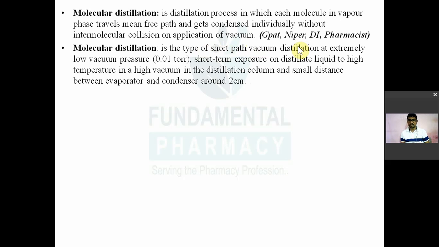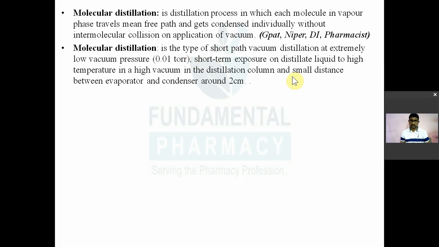कि vacuum distillation जो बनाया देखा है अपन ने, डिस्टिलेशन अंडर डिस्टिलेशन उसका ही टाइप है मॉलिक्यूलर डिस्टिलेशन. ओके, बट यहाँ पे जो वेपर जो ट्रैवल करते हैं उसका जो कंडेंसर होता है वो कंडेंसर बहुत ही शॉर्ट होता है, एकदम शॉर्ट, 2 सेंटीमीटर. So it is a type of short path vacuum distillation at extremely low vacuum pressure 0.001 torr. इसका जो प्रेशर वैक्यूम है वो बहुत ही कम वैक्यूम लगा, मतलब बहुत ही लो वैक्यूम प्रेशर रहता है.